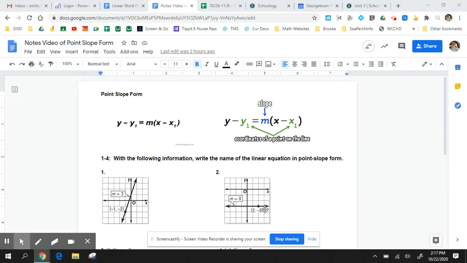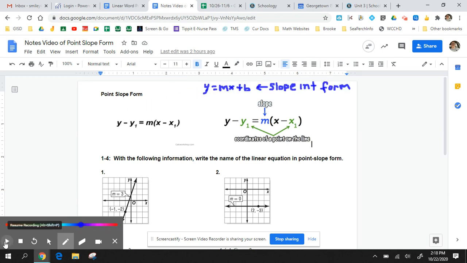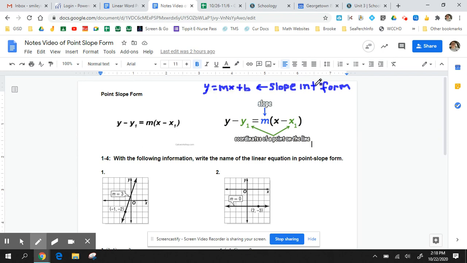Hey everyone, today we're going to look at point slope form. You are used to writing it in slope intercept form anytime you have a slope or a y-intercept. So the slope intercept form is y equals mx plus b, and that's what y'all are used to dealing with. So this is a new way to write our values that are given to us.